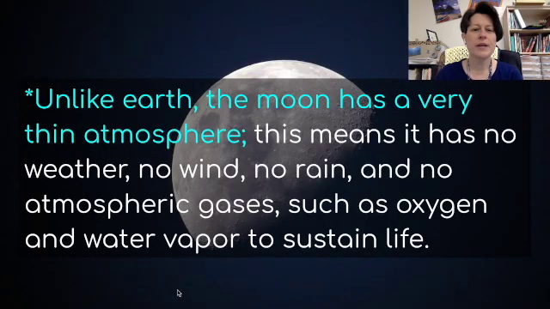Unlike Earth, the Moon has a very thin atmosphere. This means it has no weather, no wind, no rain, and no atmospheric gases such as oxygen and water vapor to sustain life. On the Moon, it's just totally inhospitable to life, and they have not even found evidence of any kind of bacteria or anything on the Moon. So totally inhospitable for life.